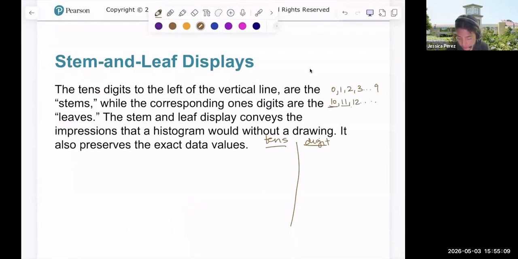So if I'm interested in writing 10, it'd be 1 and 0. 12 would be 1 and 2. Or 10, comma 2, comma 3, that would be 10, 12, and 13. If I have 21, 22, and 23, that's the way I would write it out. All the tens on one side and the digits on the other. So 10, 12, 13, 21, 22, 23.